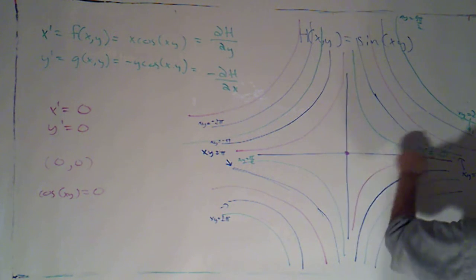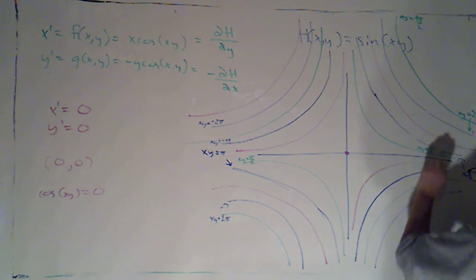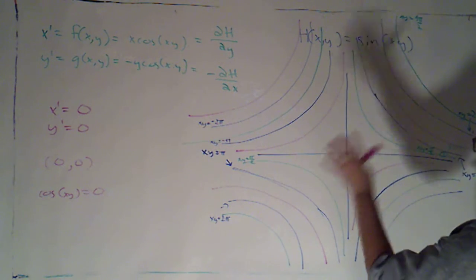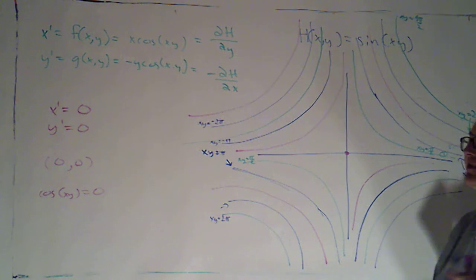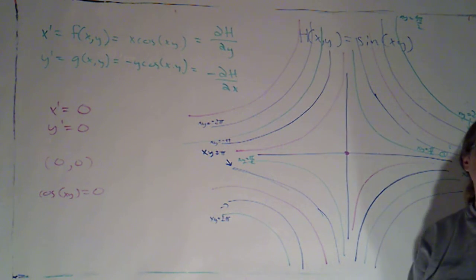So this isn't one solution curve. This is infinitely many individual points, each of which is an equilibrium solution. And that's true for every single pink and green curve that I have. Those all consist of equilibrium solutions, and then I've got this equilibrium solution right here.